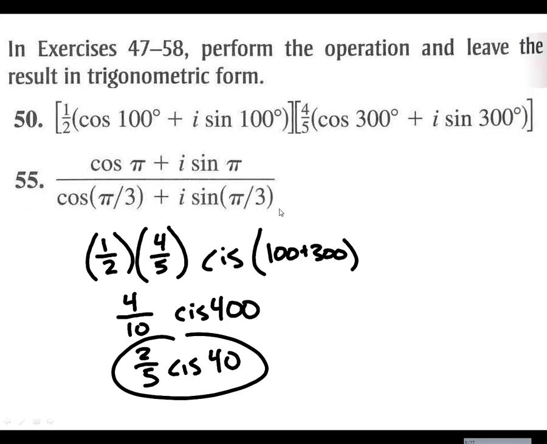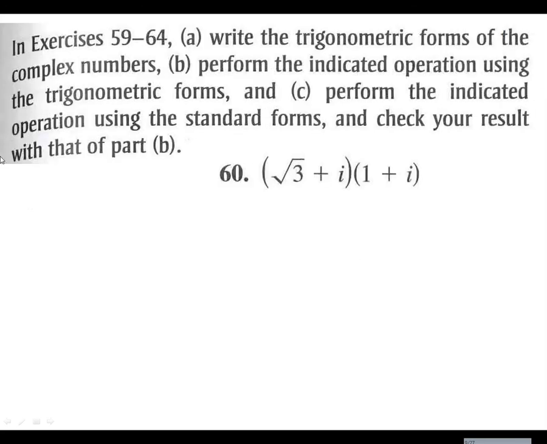All right, off we go again for the second half, starting with problem 60 here. Let's write the trig forms first for part A of our two standard form points here, root 3 plus i and 1 plus i. To turn them into trig form, we first need to find our r's. So r is going to be the distance formula.